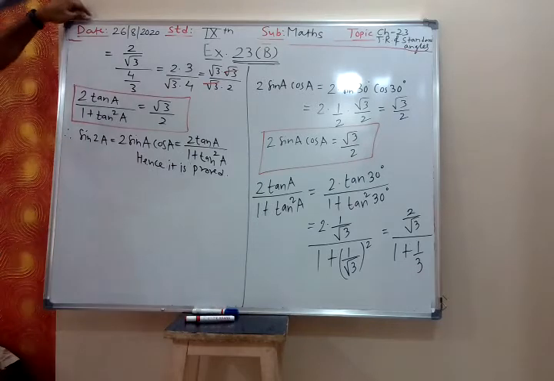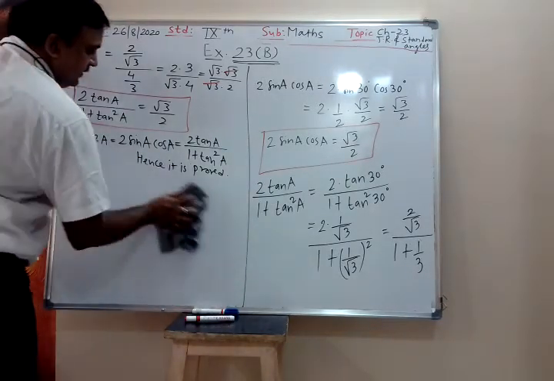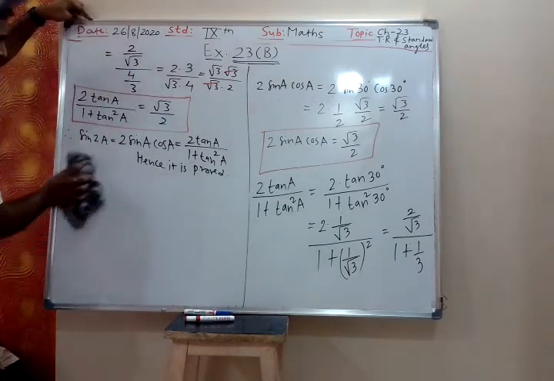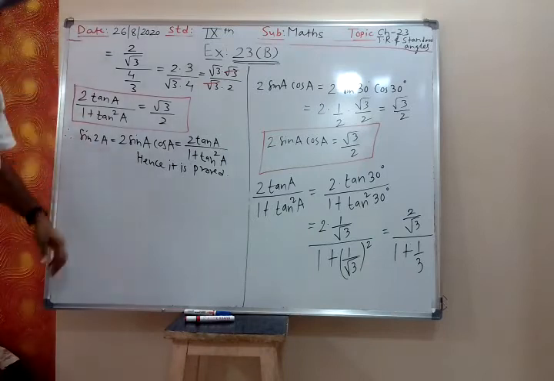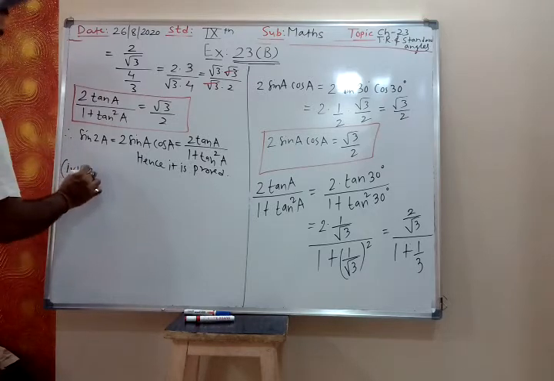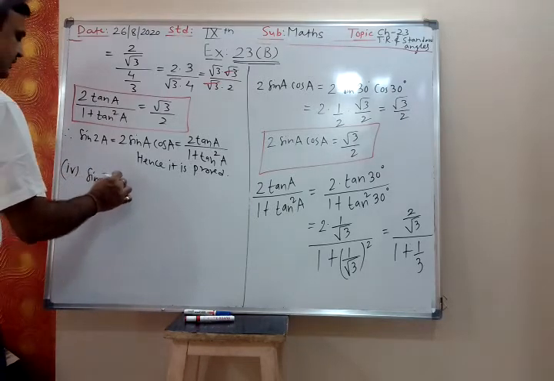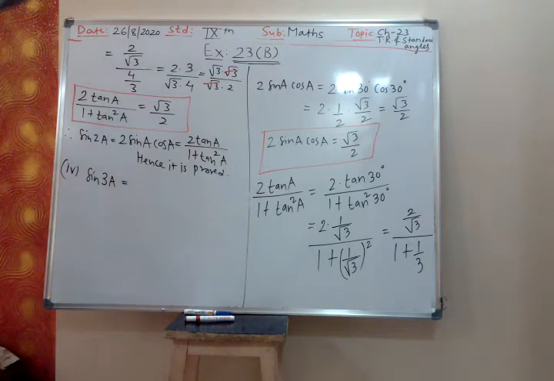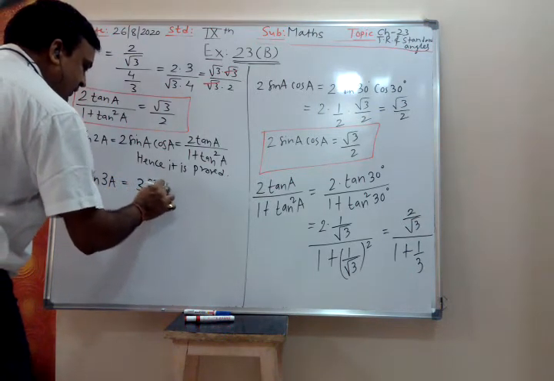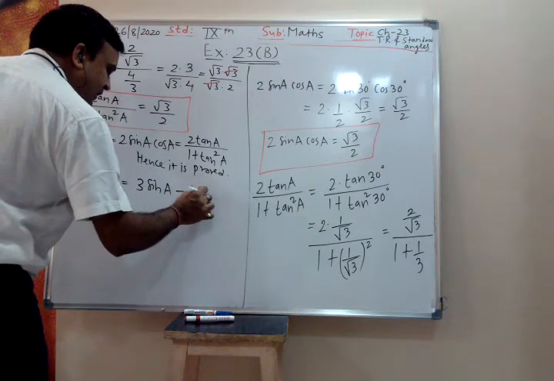Okay, chalo, fourth one: sin 3A. So sin 3A, fourth one. Second and third will be homework. Now fourth one: sin 3A is equal to 3 sin A minus 4 sin cube A.